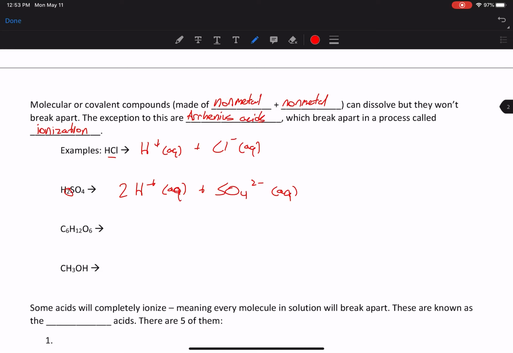Now C6H12O6, this is not an acid. You can typically recognize an acid because it has a hydrogen out in front of the formula. This is just a simple sugar. And so when we write this as it being dissolved in water, it's not going to break apart because it's not an acid. So you can rewrite it as C6H12O6 and then just aqueous at the end. CH3OH, again, this is just a covalent compound. It's not going to break apart. So you would rewrite this as CH3OH and then aqueous. But again, it's not ionizing when it's placed into water.